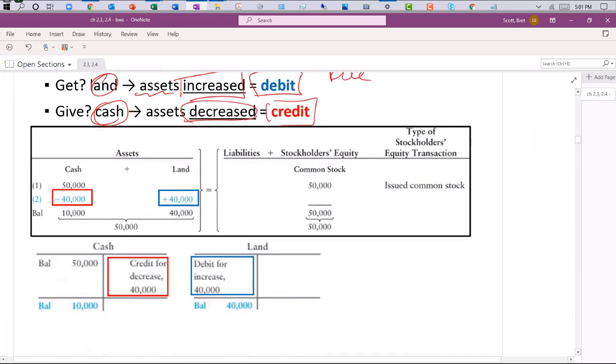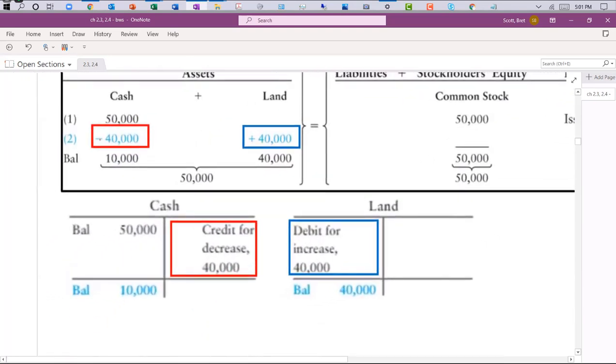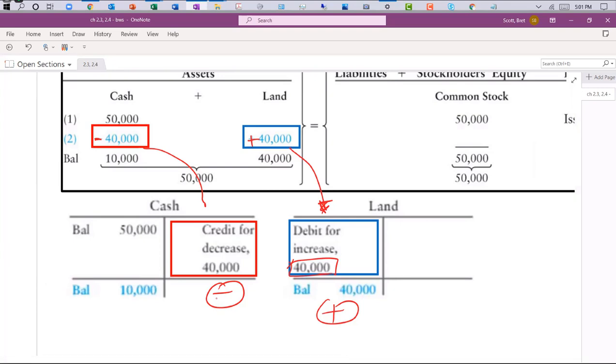So down below, what you see is instead of using minuses and pluses, we're going to say land increased. We need to debit land because land is an asset account. Assets increase with debits. Cash went down. Cash is an asset account, so we must credit that side of the T account. These rules seem kind of crazy, but after a while, a pattern emerges. So make sure that you're reading your book, taking notes as you go, and doing all the homework assignments. Eventually, this stuff will start to click.